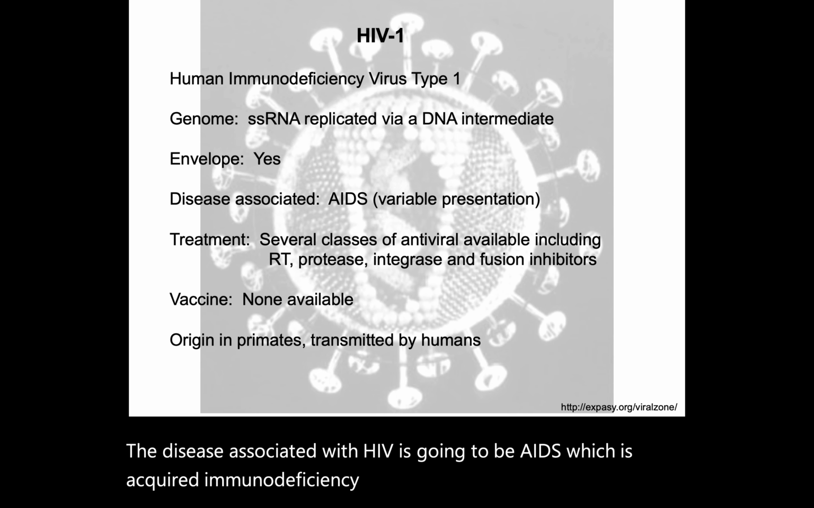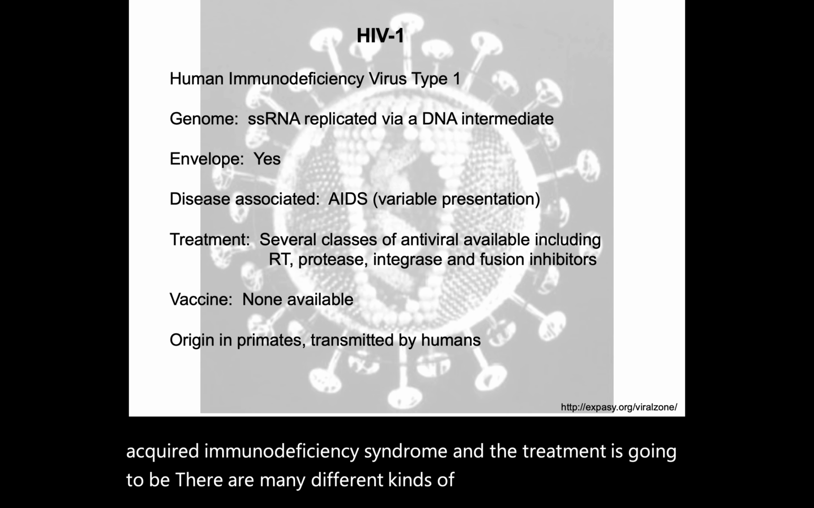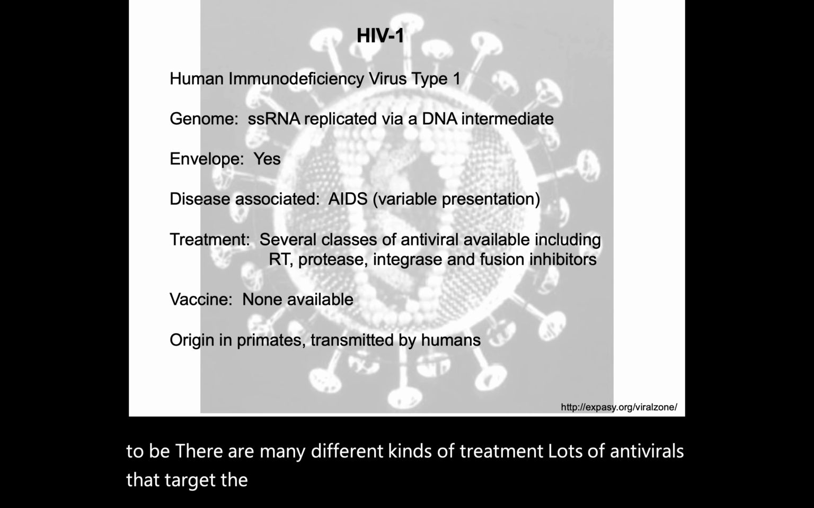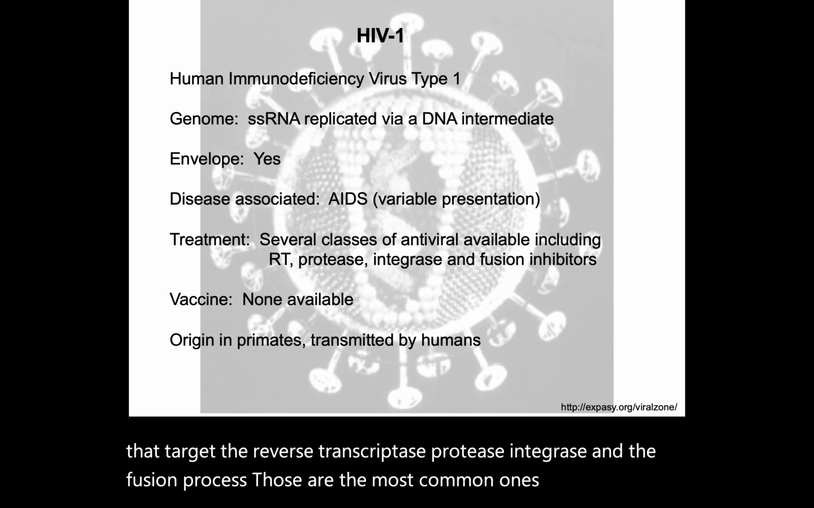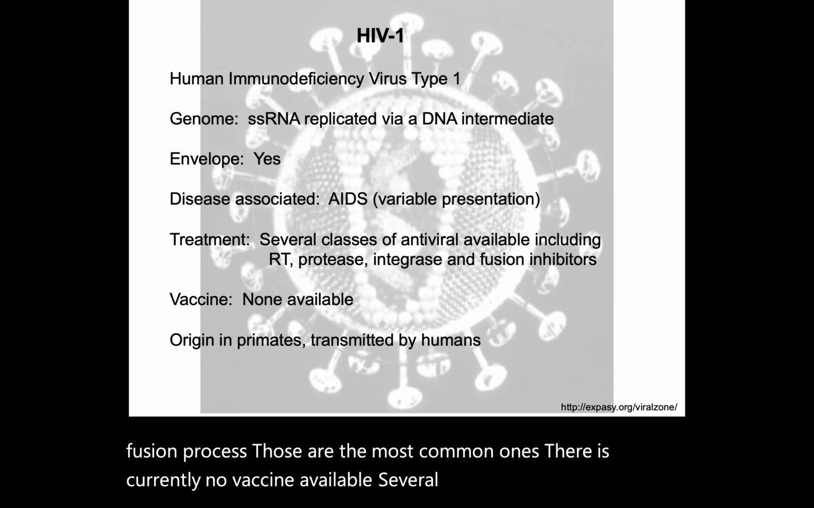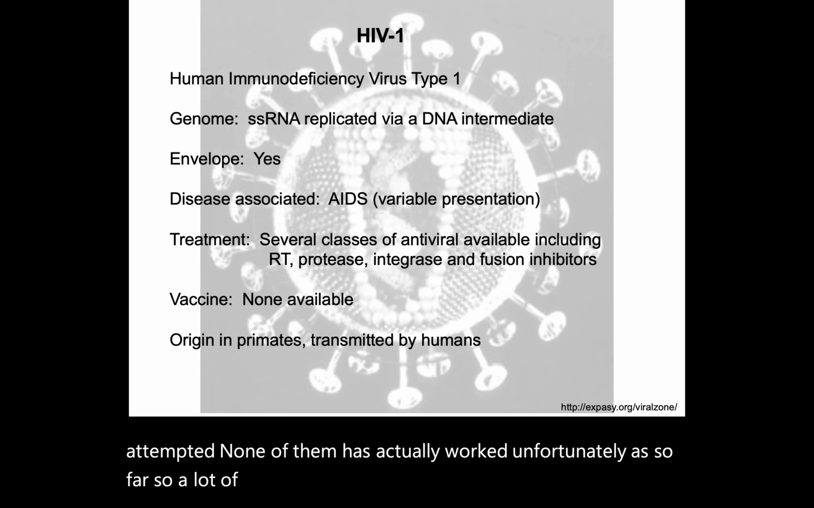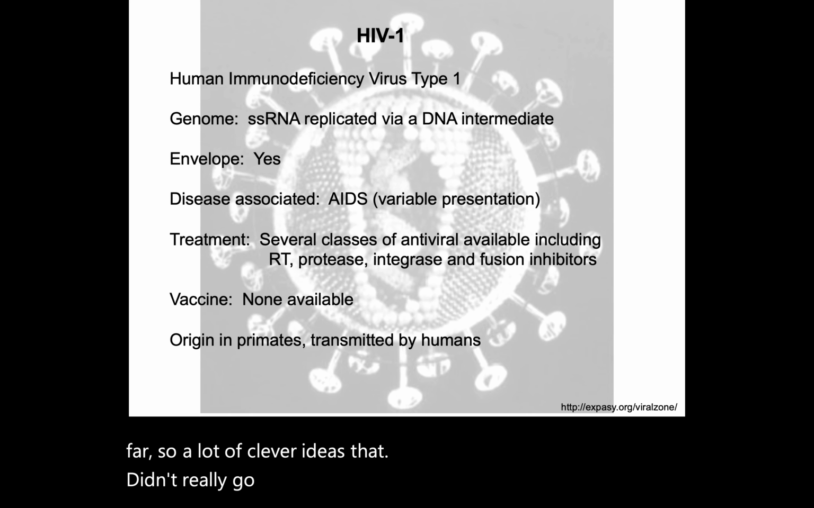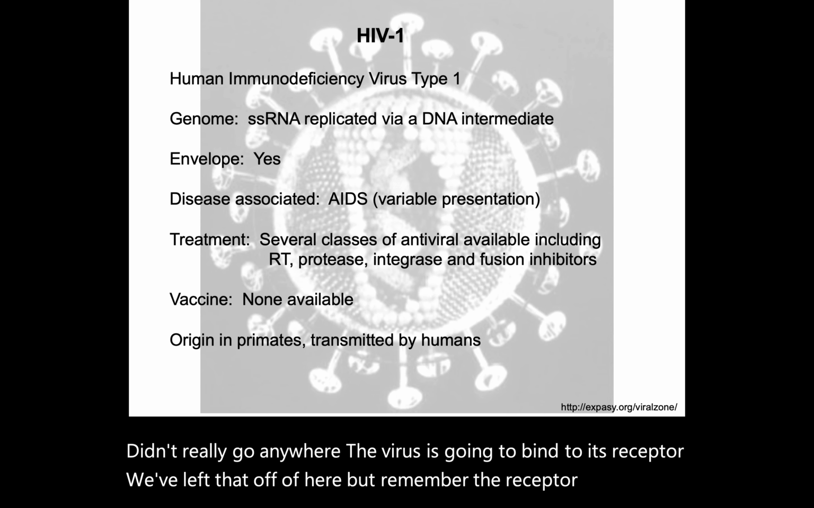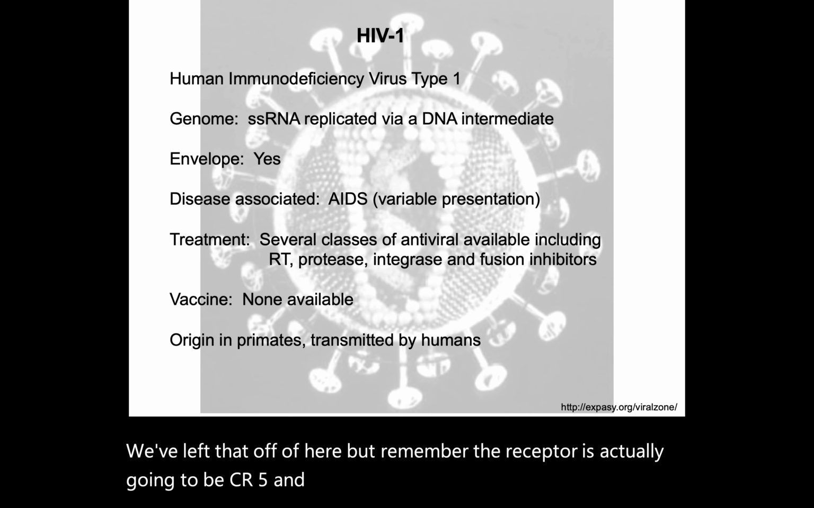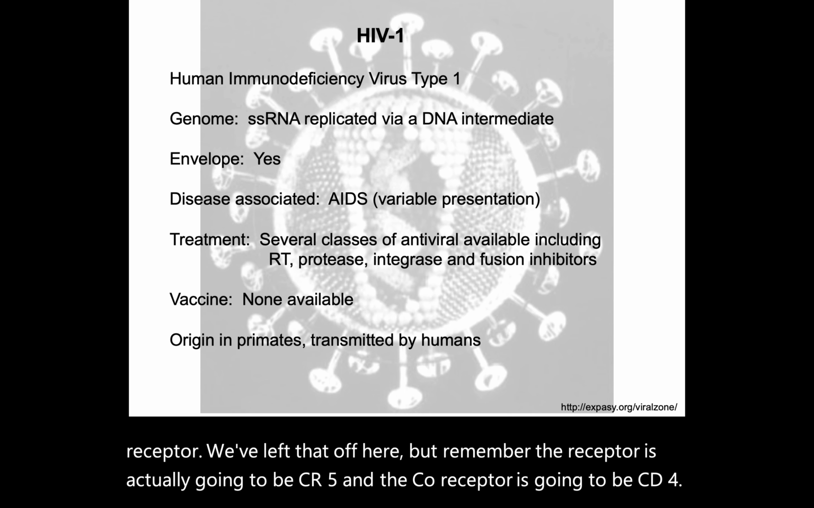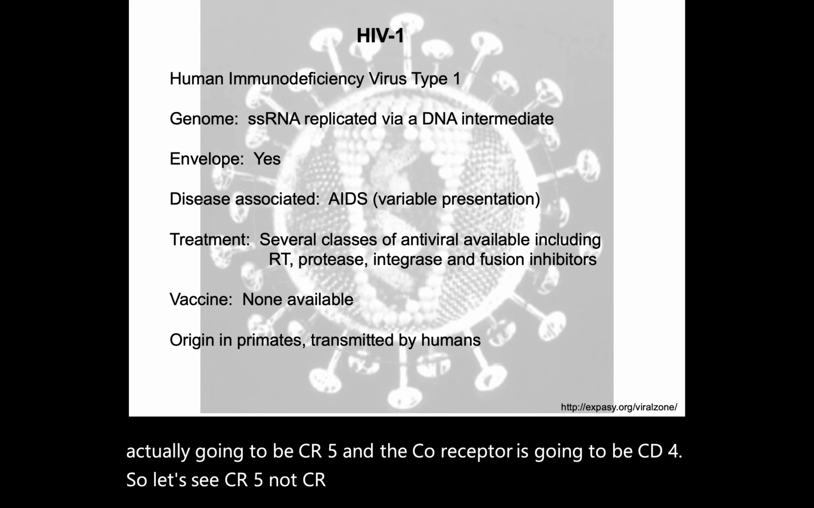And the treatment is going to be, there are many different kinds of treatment. Lots of antivirals that target the reverse transcriptase, protease, integrase, and the fusion process. Those are the most common ones. There is currently no vaccine available. Several HIV vaccines have been attempted. None of them has actually worked, unfortunately, so far. So a lot of clever ideas that didn't really go anywhere. The virus is going to bind to its receptor. We've left that off of here, but remember the receptor is actually going to be CCR5, and the co-receptor is going to be CD4. So that's CCR5, not CR5, like it says in the text below.